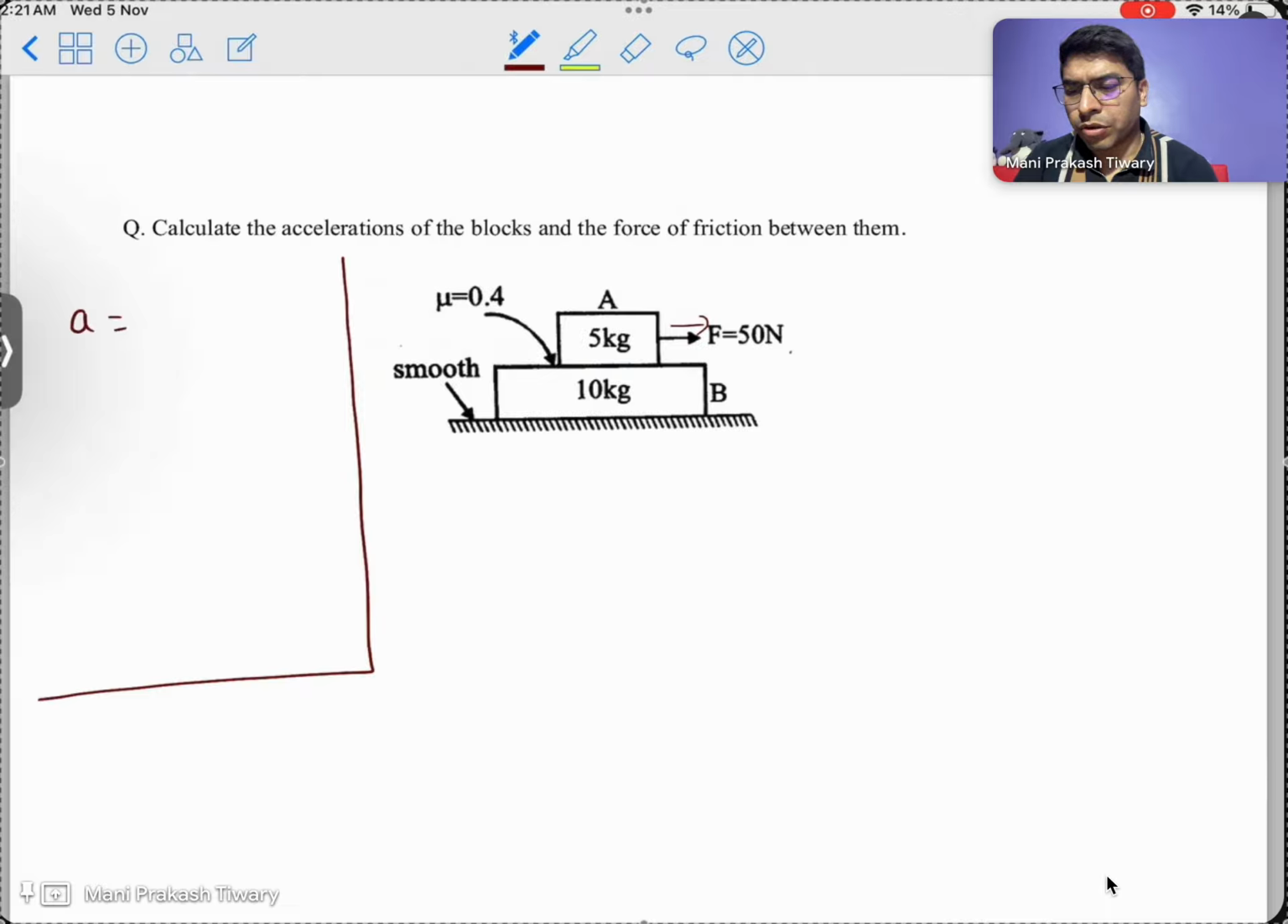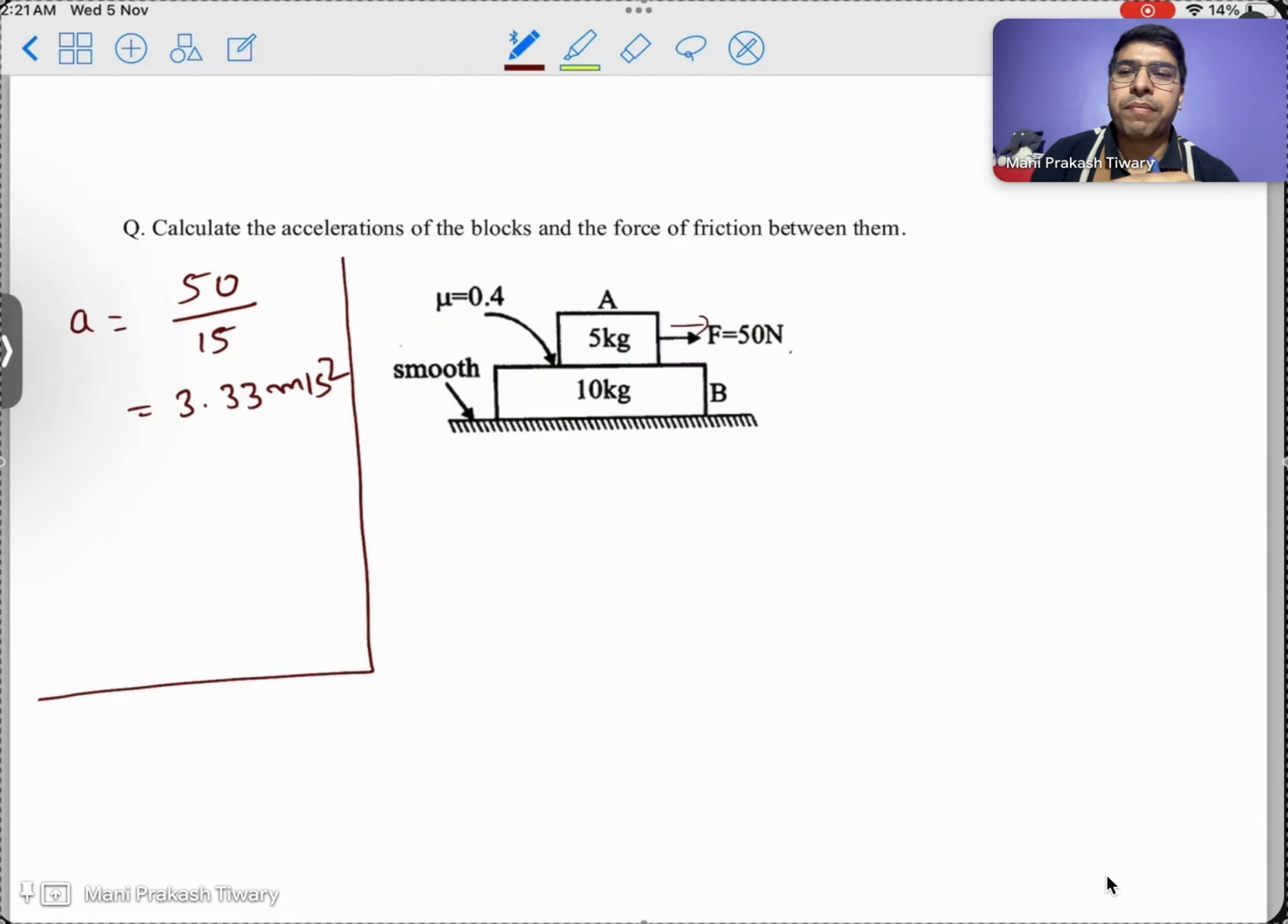If they move together, what will be the acceleration? Acceleration will be total force 50 divided by total mass, 15 kg, right? So it will be around 3.33 meter per second square. In all such problems, first you have to assume both masses are moving together. So A and B you can consider as a complete system, and on this system the force applied is 50 Newton. So the acceleration of this system will be 3.33 meter per second square, right?